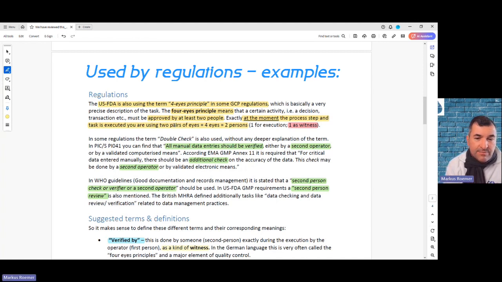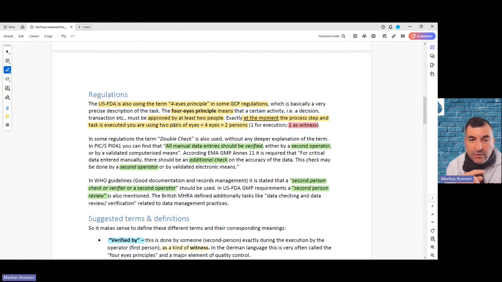I understand the four eyes principle exactly at the moment the process step and task is executed. You are using two pairs of eyes, so two persons: one person for the execution and one person as a witness. Then it's a real four eyes principle. If somebody tells me four eyes principle, but somebody is reviewing the document a day later, for example, what does this review say?